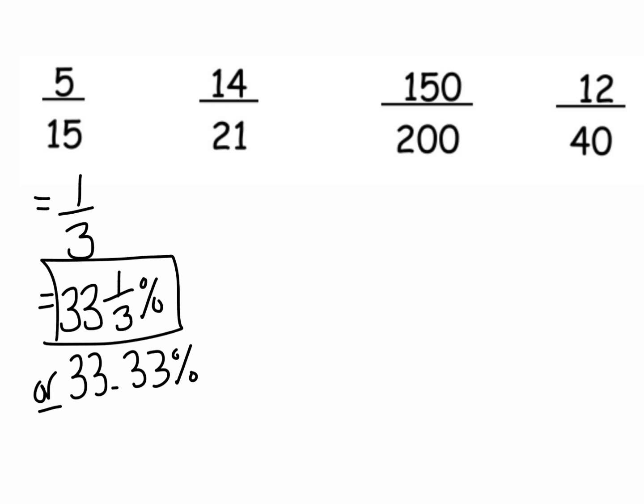14 over 21 again. 21 I cannot make into 100, but I can simplify this fraction in the 7 times table, so I can divide both of them by 7, which gives me 2/3. And hopefully if you know 1/3, 2/3 is just double that.